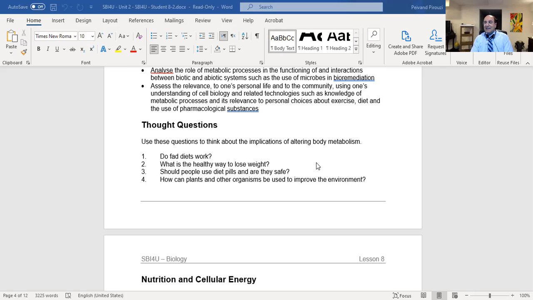And then, how can plants and other organisms be used to improve the environment? This is another type of question. I'm not going to ask you that one, because for the plants and other organisms, it's going to go really beyond the expectation of the course.